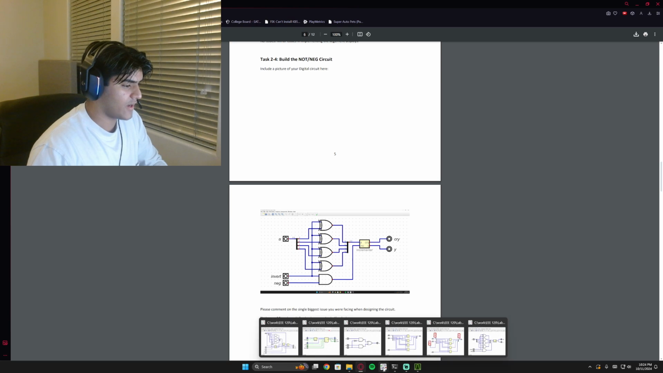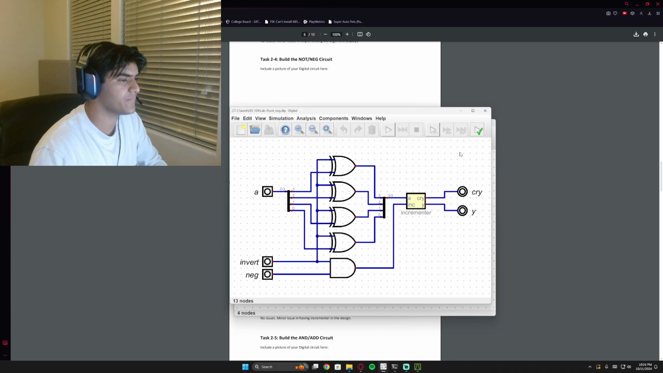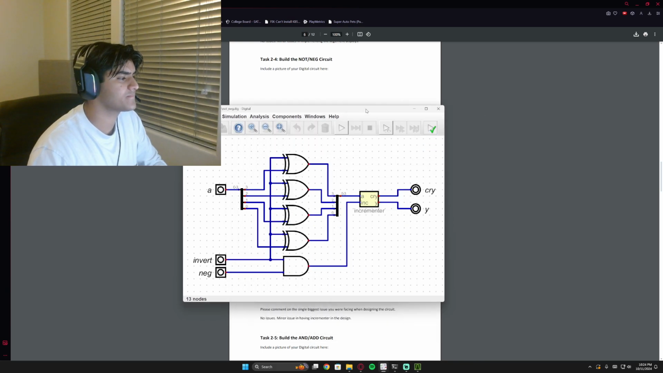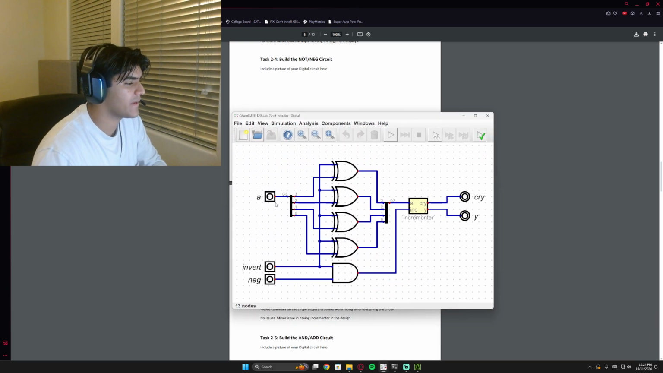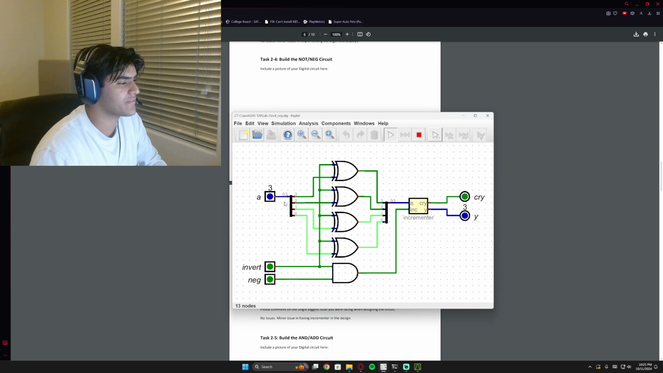Then we made the not/negation circuit here. It has a 4-bit input, and let's make this 3 as well. If there was no inverting or negation on it, we would just get the output of 3. If we were to invert it, we would get the opposite of the bits, so we would get 1 1 0 0 in this case.